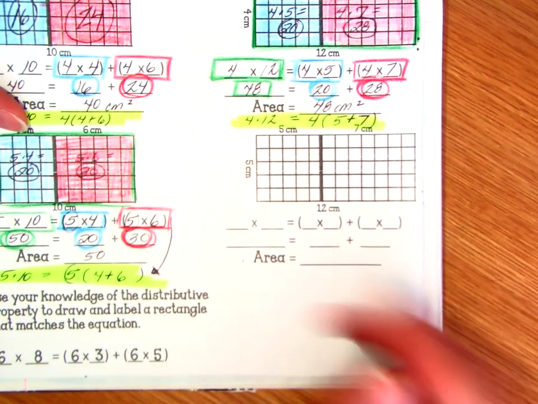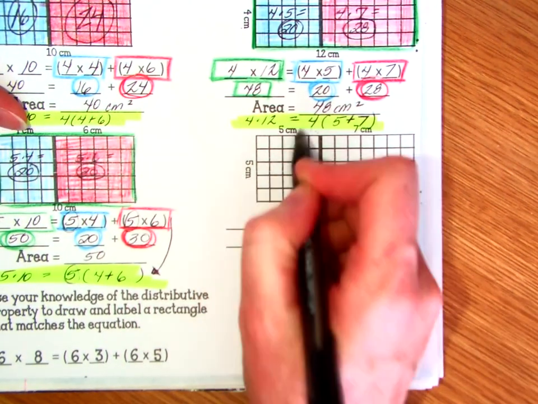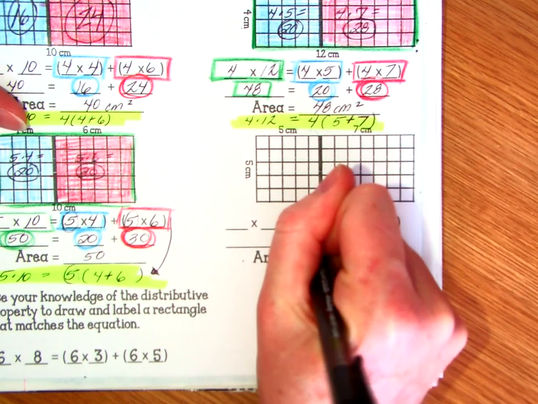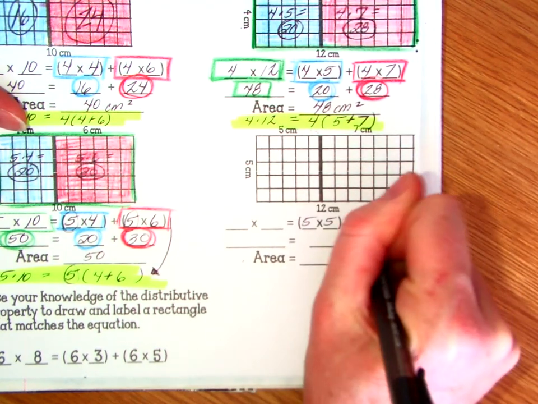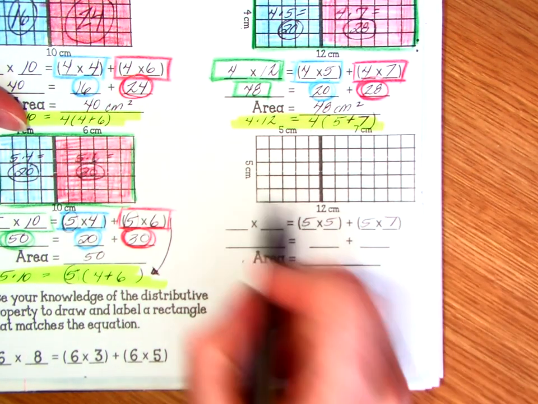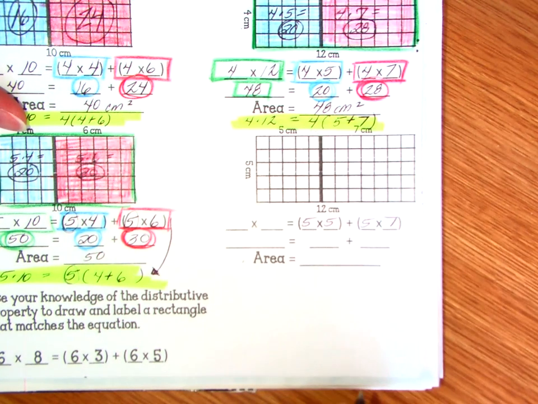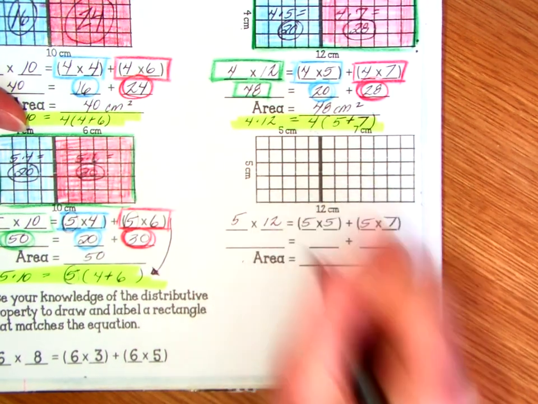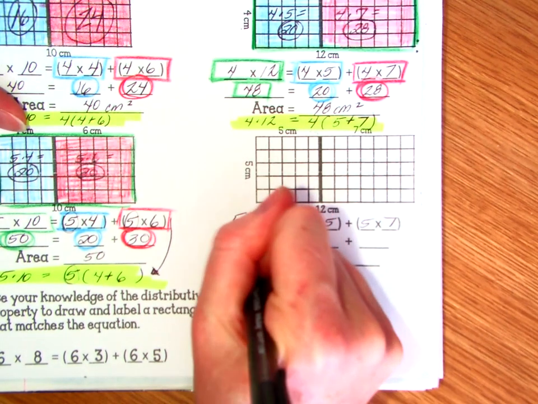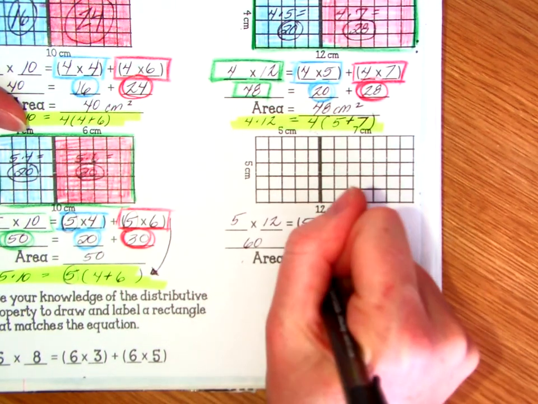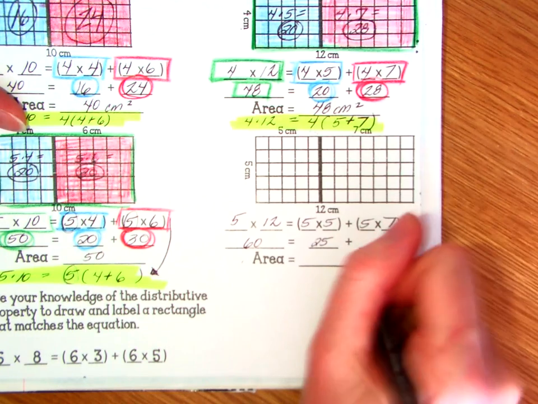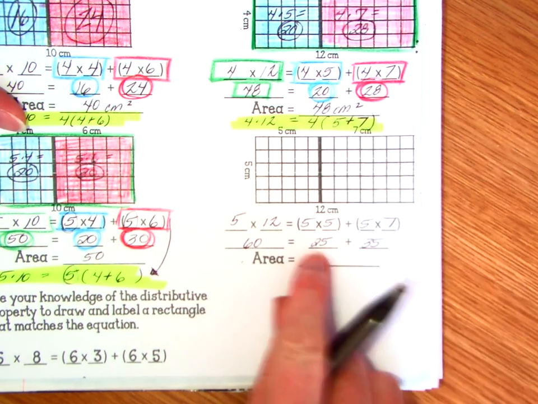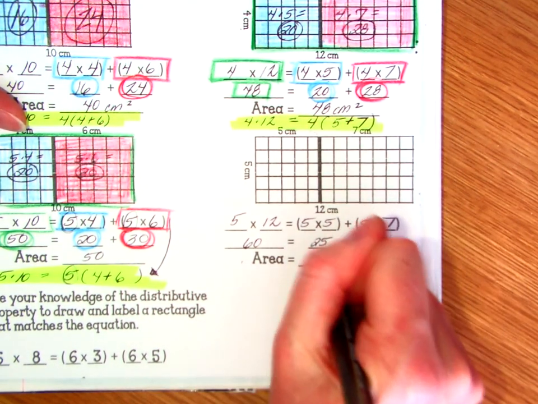Here we go again. This is either 5 times 5 plus 5 times 7, or it's 5 times the combination of 5 and 7, which is 12. 5 times 12 is 60. 5 times 5 is 25. 5 times 7 is 35. 25 and 35 summed together is 60.